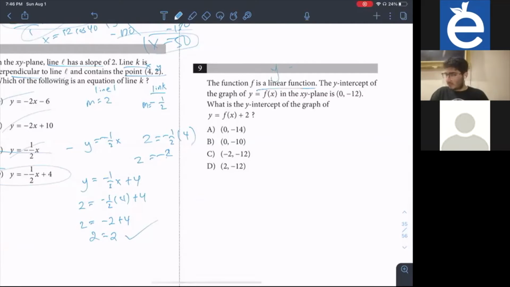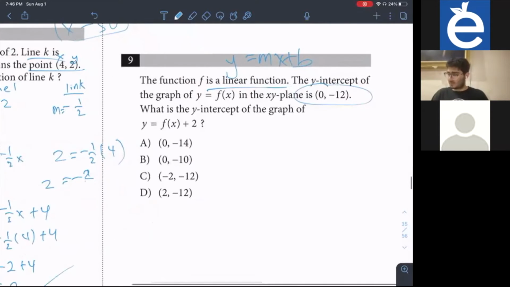So we know it's a line, where y is equal to mx plus b form. The y-intercept of the graph of y is equal to f of x in the xy plane is 0, -12. If they're giving the y-intercept, you know the x has to be 0. If it's the x-intercept, you know the y has to be 0.